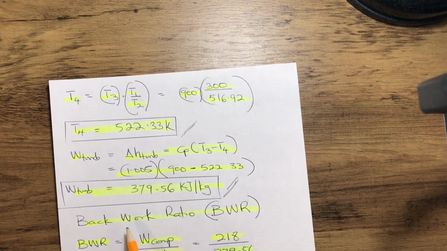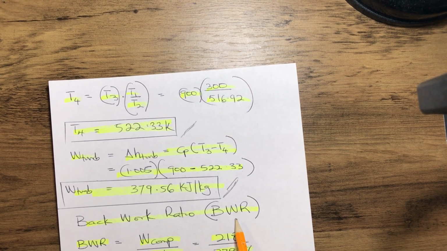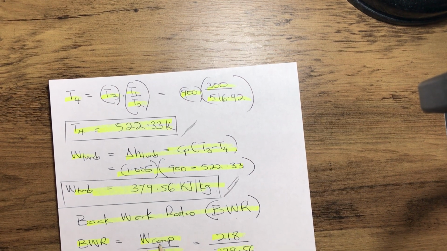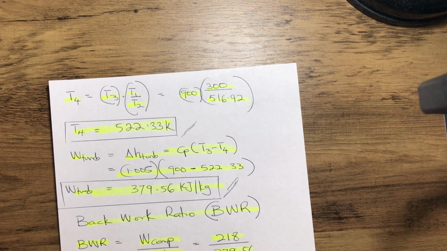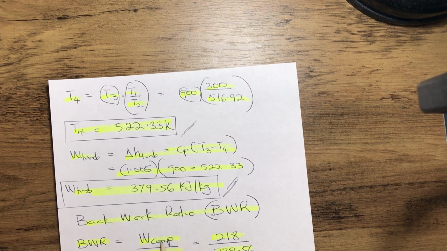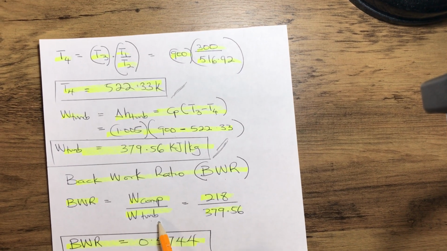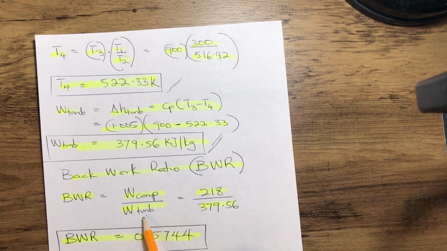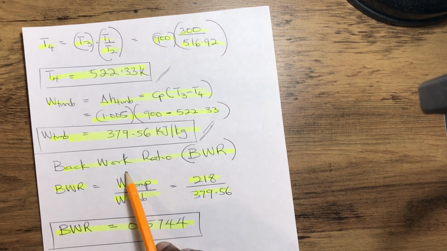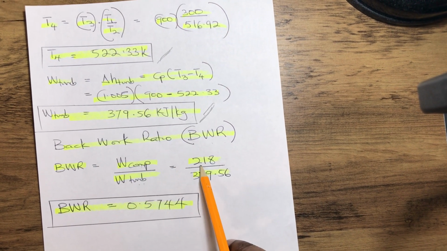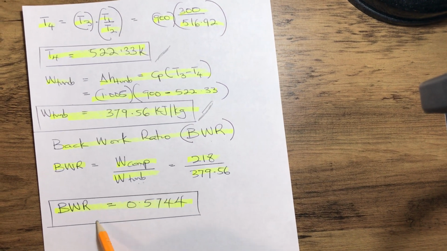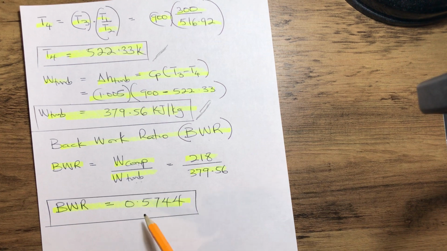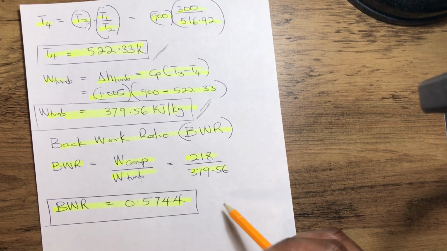So now our back work ratio, which we were asked to calculate, equals the work on the compressor over the work of the turbine. So our back work ratio equals 218 over 379.56. Therefore our back work ratio is 0.5744.